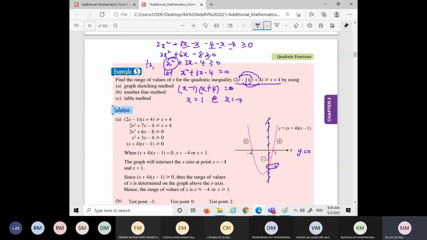Now, here you see this is bigger than. Bigger than means above the x-axis. So you should draw dotted guidelines at the cutting points, easier for you to see. So you see the portion of the graph that is above y equals 0, above the x-axis, will be this portion.